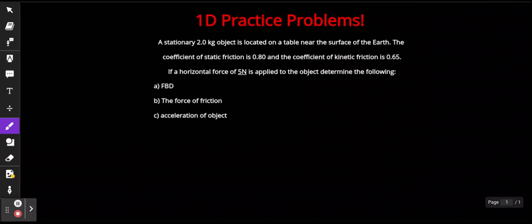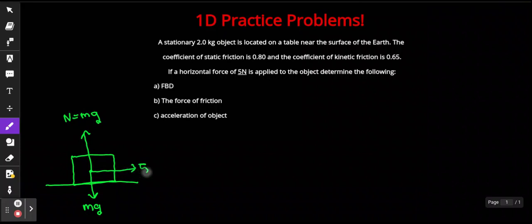So, let's first start off by drawing a free body diagram. We know that our object is on Earth, so it has a force of gravity mg, and because it's on a flat surface, the normal force pushing up is also equal to mg. We are exerting a force, let's say to the right, of 5 newtons, and we have an unknown force of friction acting in the opposite direction.